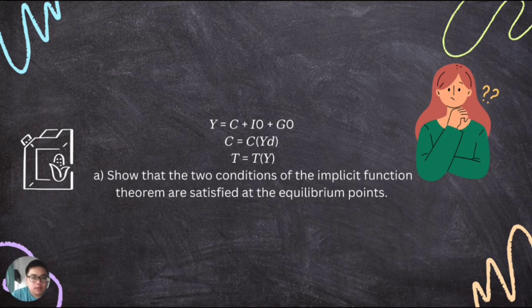Okay, let us look at the first question, where, given the national income model, Y equals C plus I plus G, C equals C(Yd), and T equals T(Y). The question also asks to show that the two conditions of the implicit function theorem are satisfied at the equilibrium points.